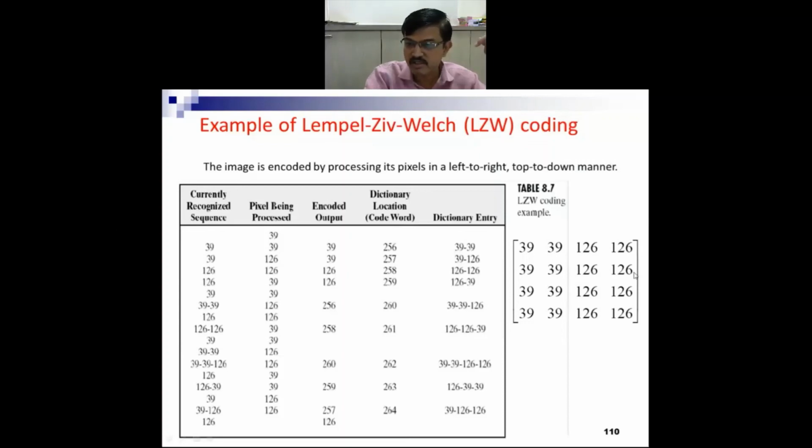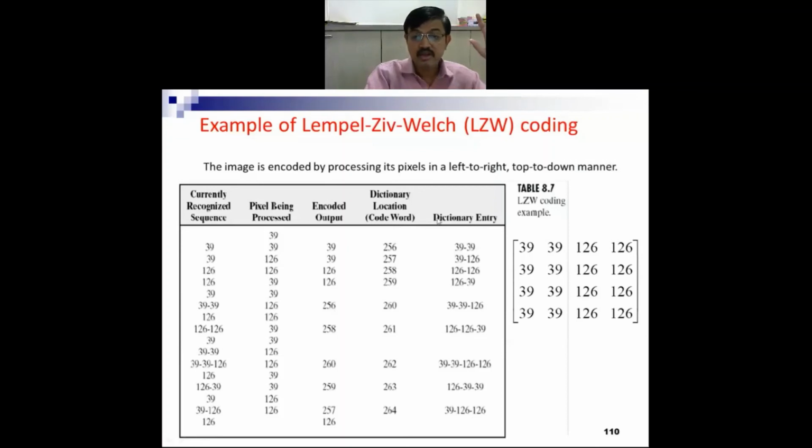So 39, 39, 126 is stored here. Similarly, 126, 126 is already there, so 126, 126, 39 is stored here. Then 39, 39 already present, 39, 39, 126 already present, so 39, 39, 126, 126 is going to be stored as a new entry in the list. The same thing will repeat for all dictionary entries.